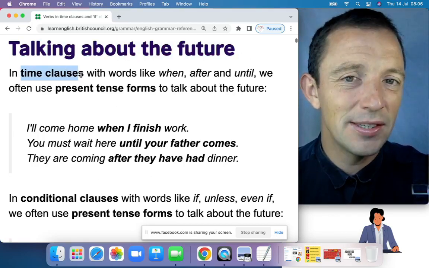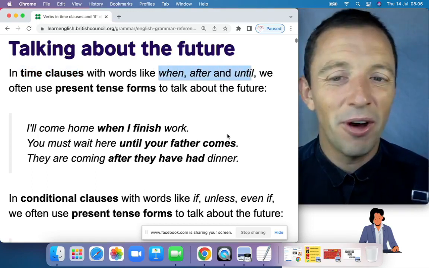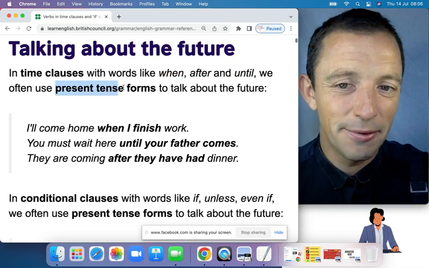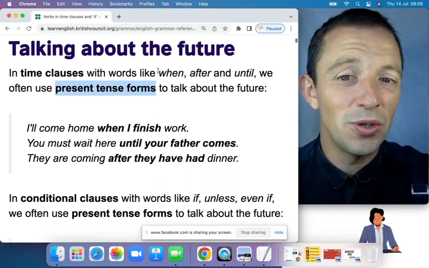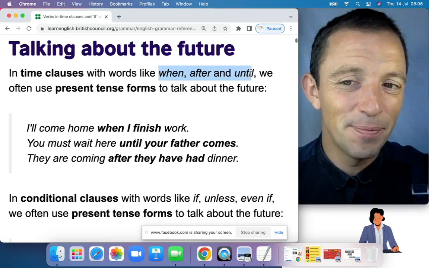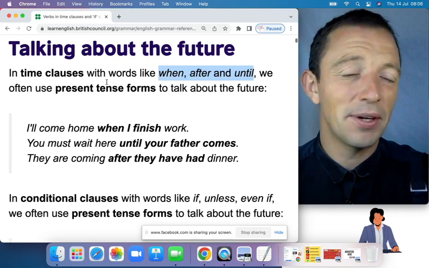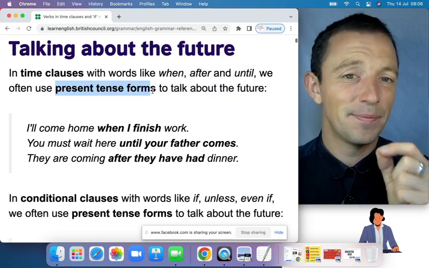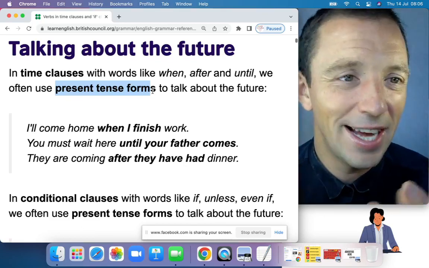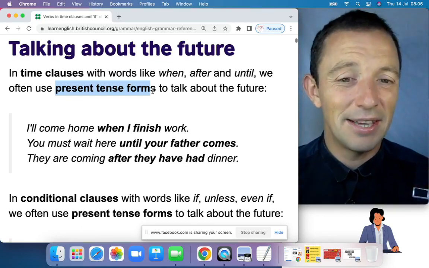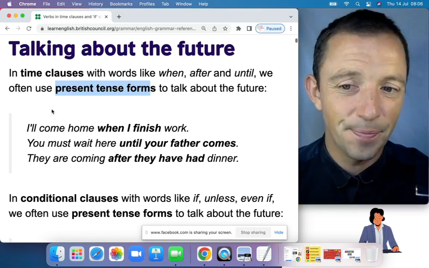In time clauses, with words like when, after, until, we often use the present tense forms to talk about the future. So when we use when, after, until, it's frequent, it's good, it's typical to use the present tense to speak about the future. So this is complicated, and especially in the morning, it's difficult, but you must try to contemplate this. Okay, so next.